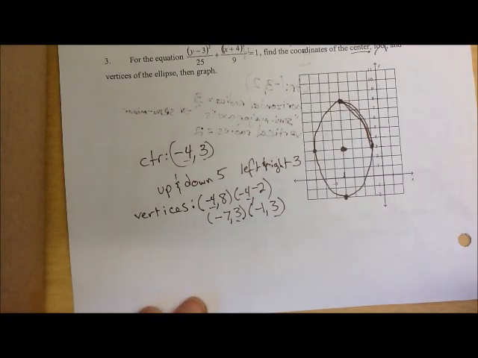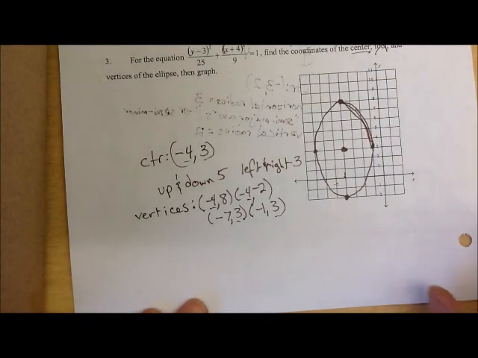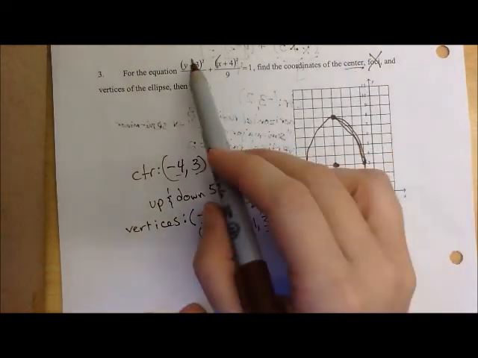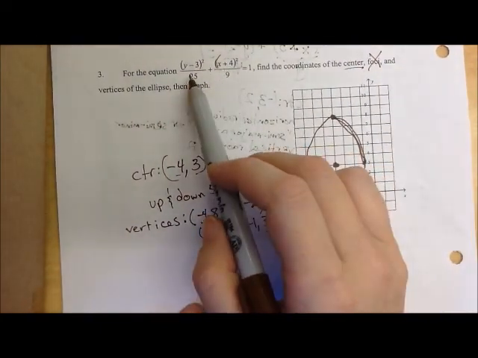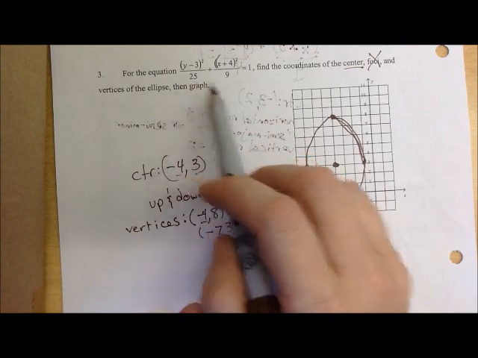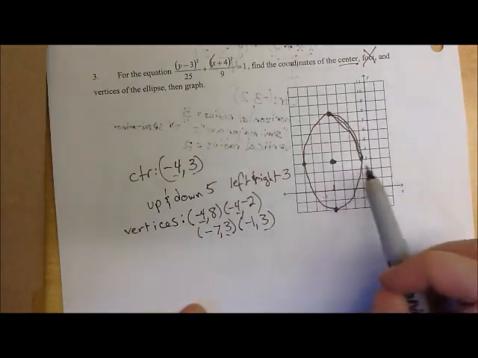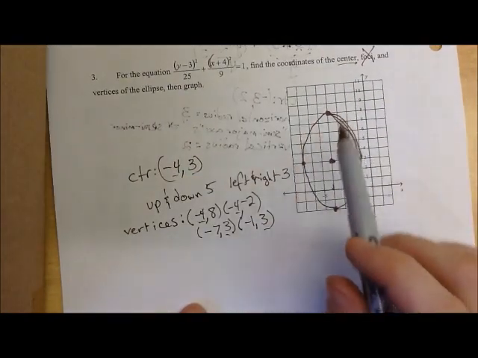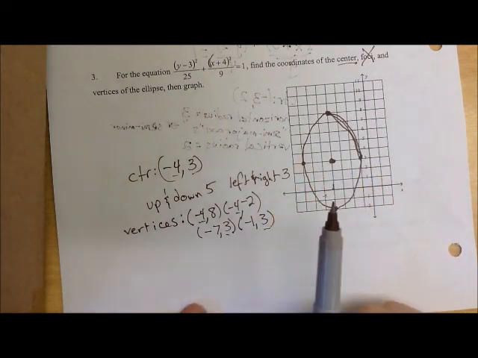I still can't draw. But that's all you need to know for right now. How to find the coordinates of the center from the standard form of the equation, and how to use these denominators to find the 4 vertices and sketch the graph. And that's all. Everything else we'll talk about later.